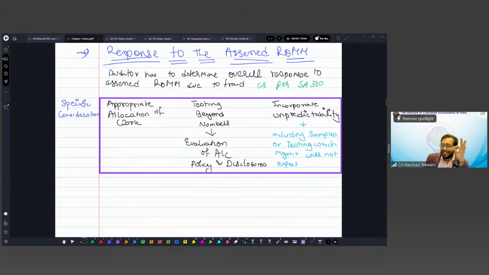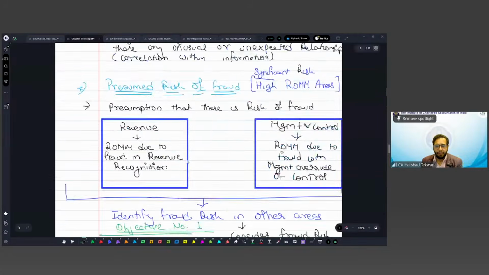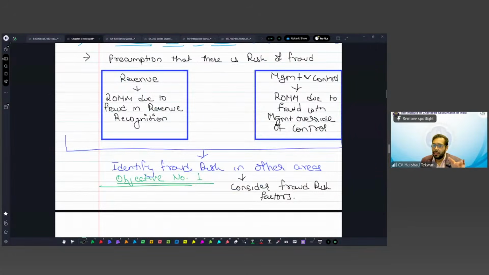Now coming to the specific risk, the presumed risk of fraud. Remember, we discussed that there is a presumed risk of fraud. By default, there is a risk of fraud, not actual fraud, but a risk of fraud. So for that, what will you do? Let's say, as of now, we will leave fraud in revenue recognition. We will first focus on management override of controls. So for management override of controls, what will you do?